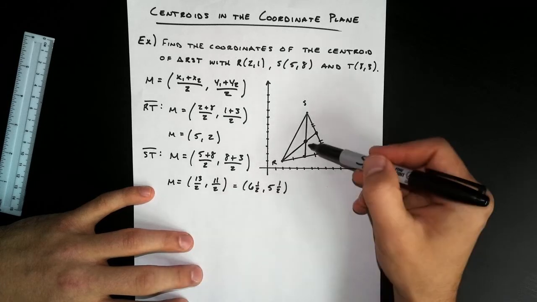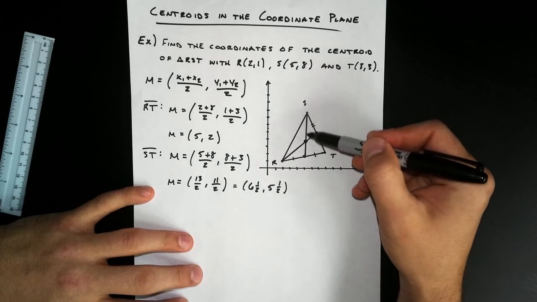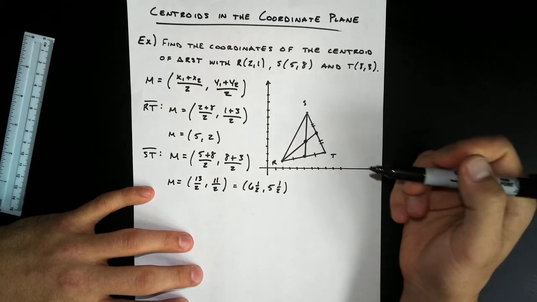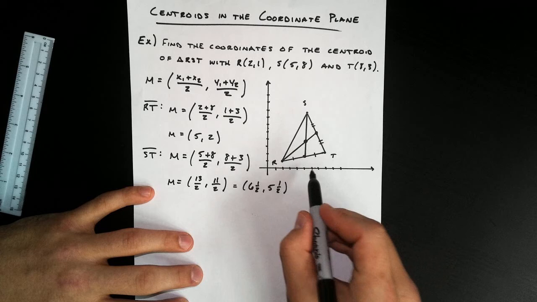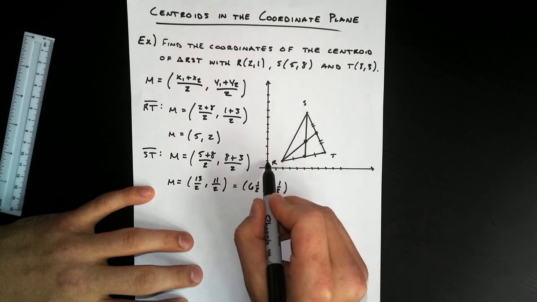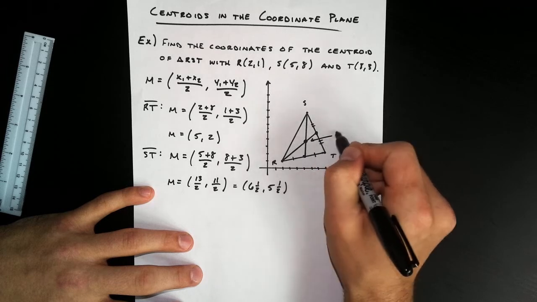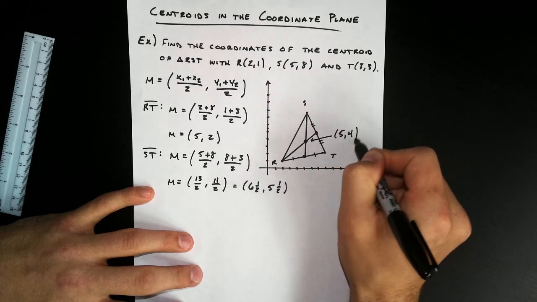Take a look at the graph. It is on this vertical median, so the centroid also has to have an x value of 5. And then taking a look at the y value, 1, 2, 3, 4. So it looks like our centroid is at the point (5, 4).